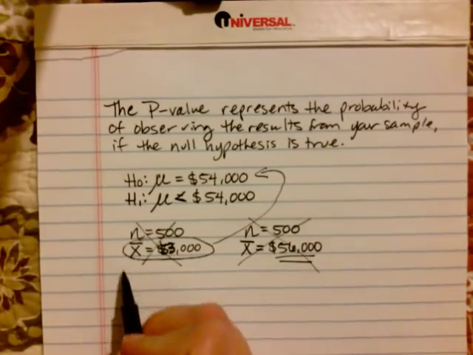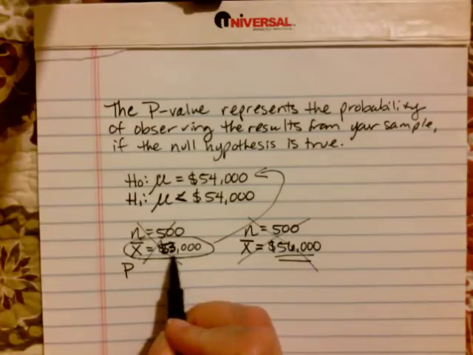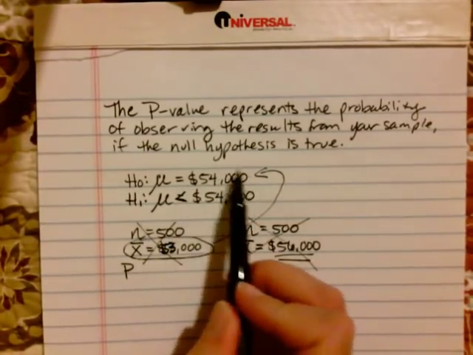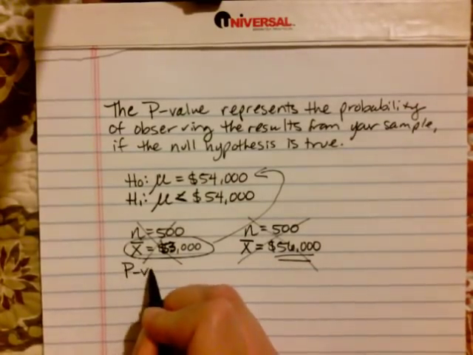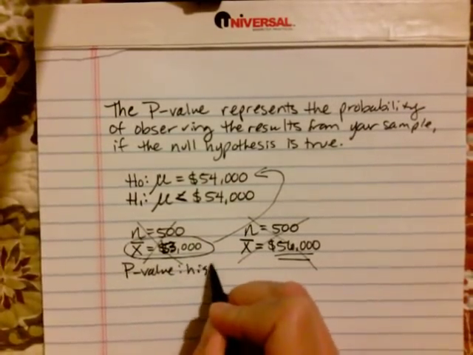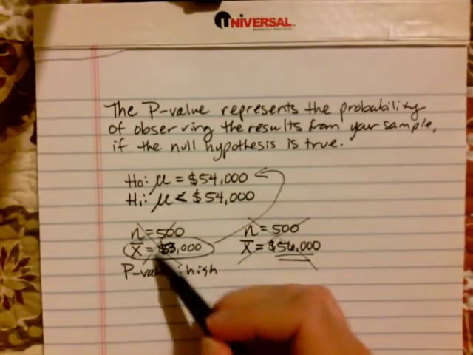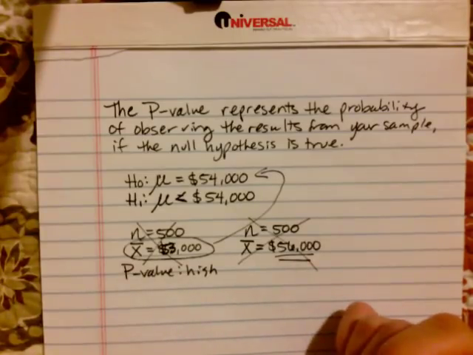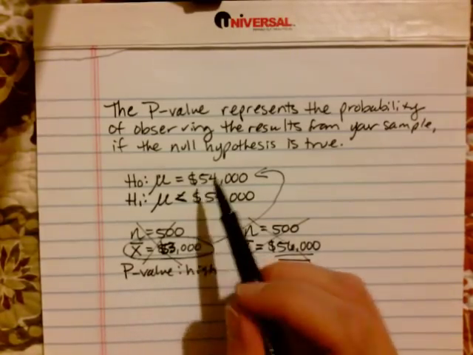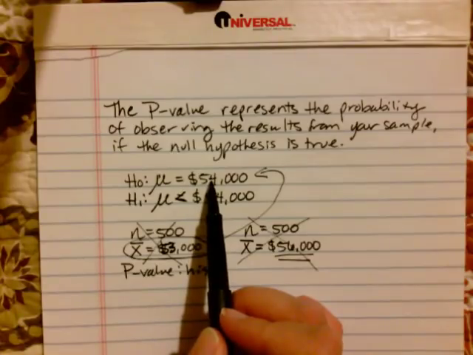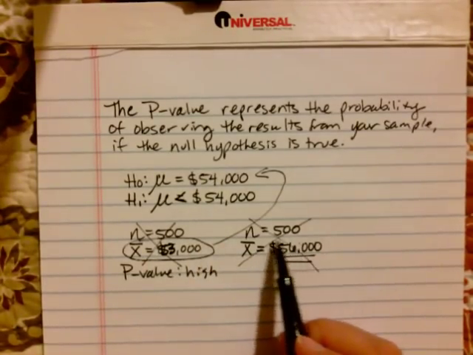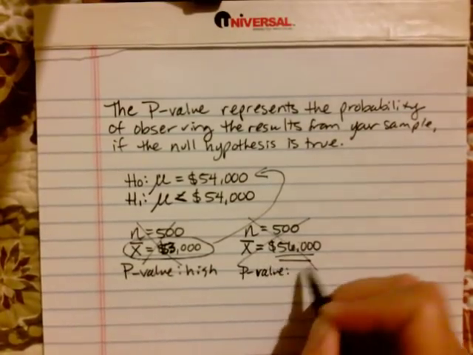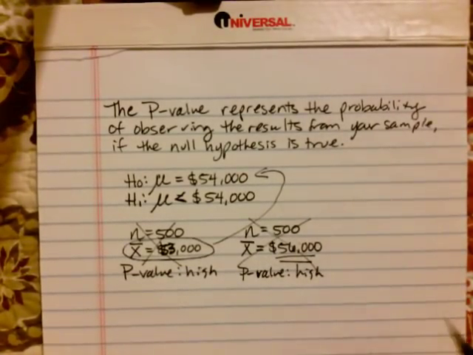Okay? So the probability, the p-value, the probability of observing $53,000 as our sample mean, if our population mean is actually 54,000, the p-value should actually be very high. We should observe this quite frequently if our mean were actually 54,000. That seems very reasonable, so it should have a high probability associated with it. Same deal here. If our mean is actually 54,000, how likely would it be to observe a sample mean of 56,000? Probably pretty likely. So we would expect a high p-value here.